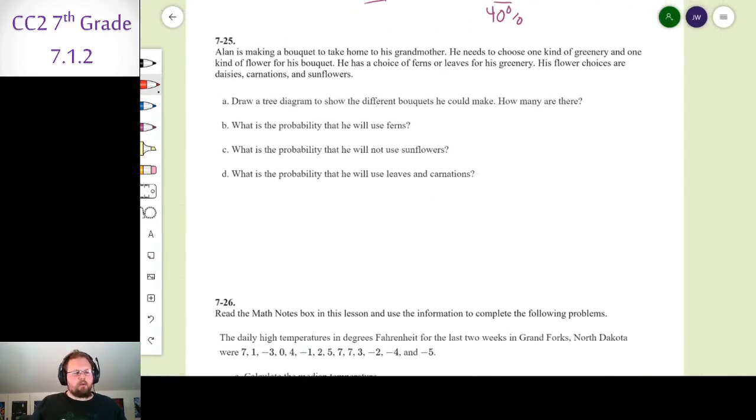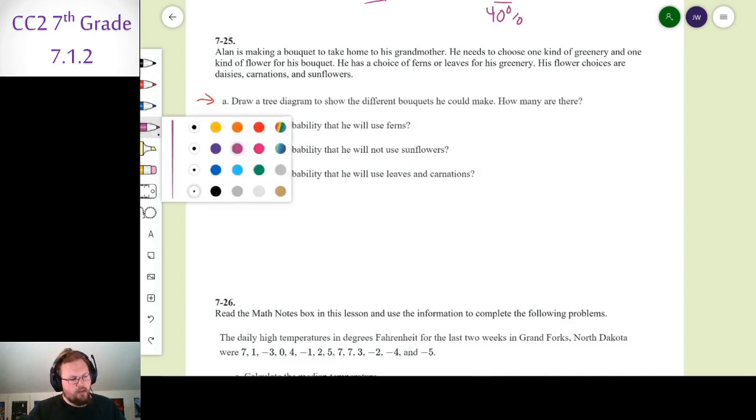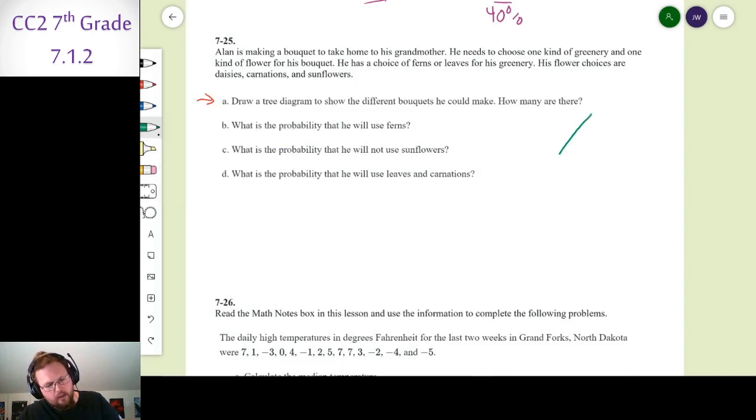7-25 is going to remind you about a thing that we did a long time ago called a tree diagram. And it wants you to do all the different bouquets he could make in this problem. So he has to choose one kind of greenery and one kind of flower. So his choice on the greenery is 2 choices. He can choose either a fern or a leaves.